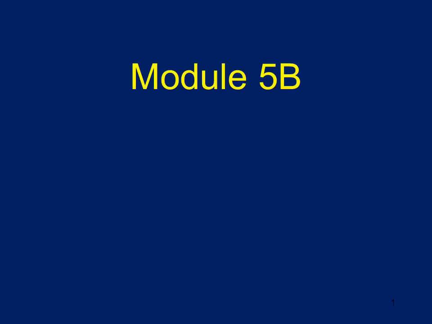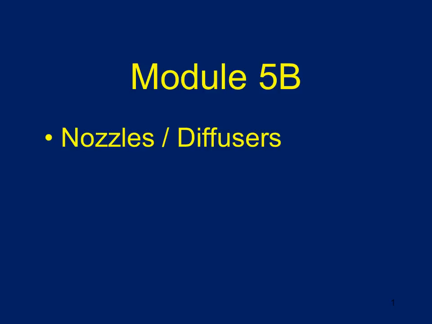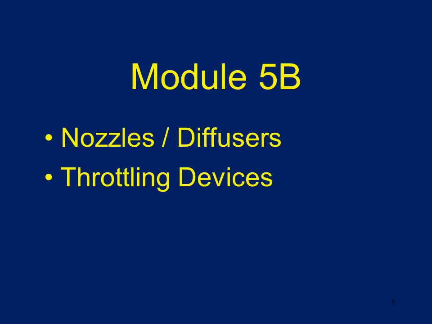Okay, we're looking at Module 5B, still looking at open systems, and today we're going to talk about nozzles and diffusers. It's a type of open system. Throttling devices, which are valves, and turbines, which produce power for you.